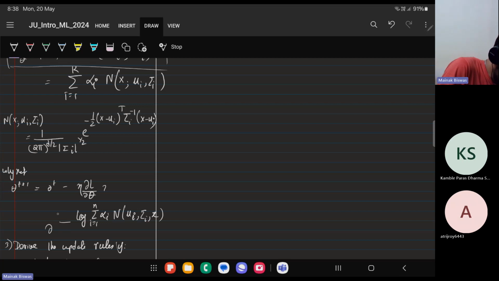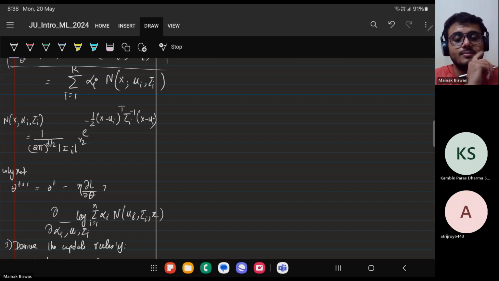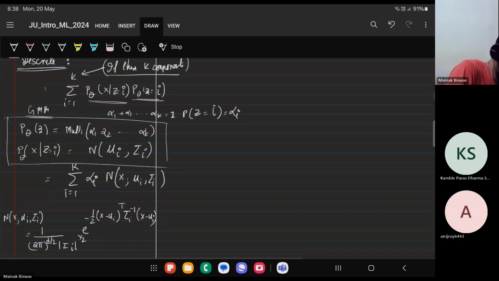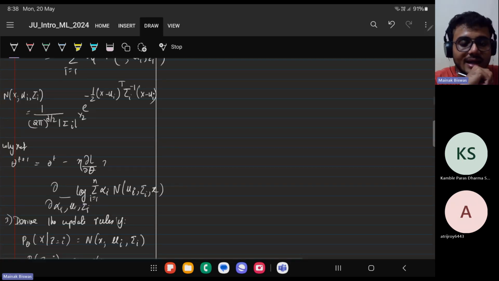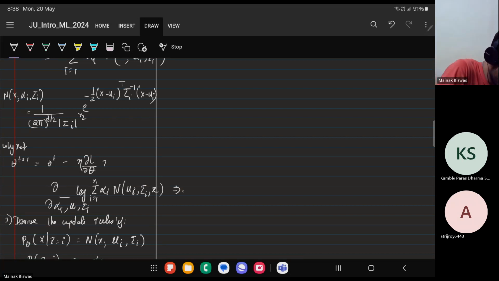You have to take the derivative with respect to what? What are the parameters? The parameters are alpha i, mu i, and sigma i, for i equal to 1 to k. Can you do this? Is this differentiable? Is it analytically differentiable? Not analytically. There are no analytical closed form derivatives.